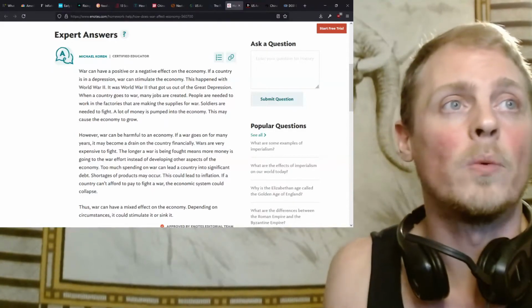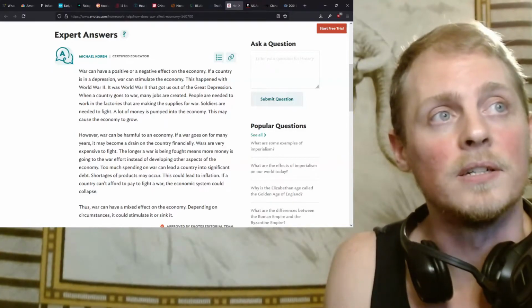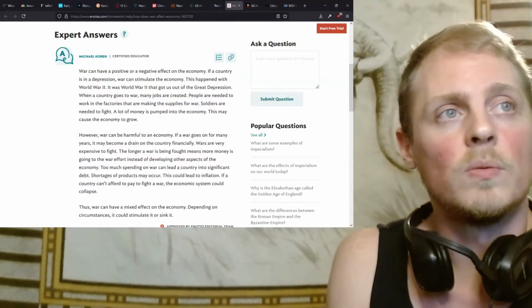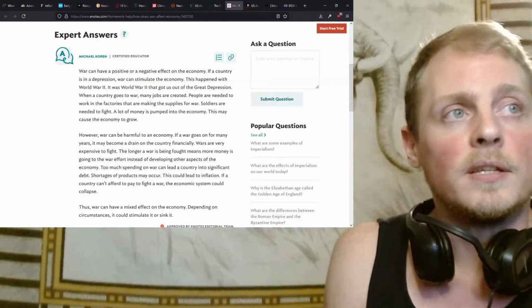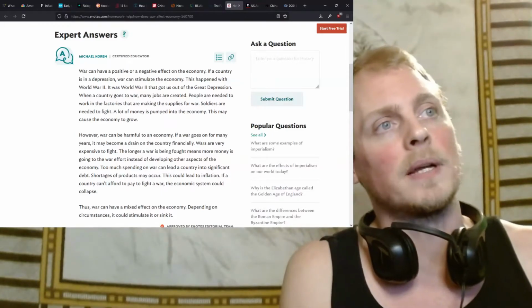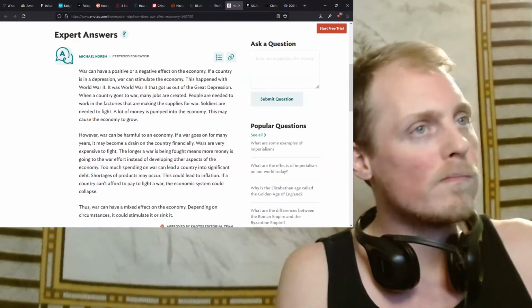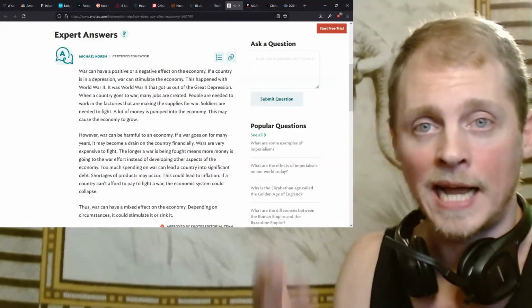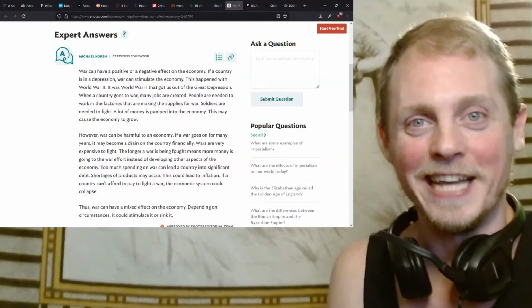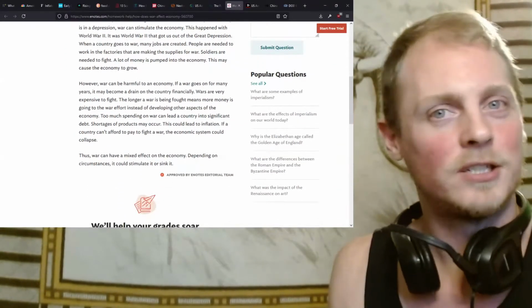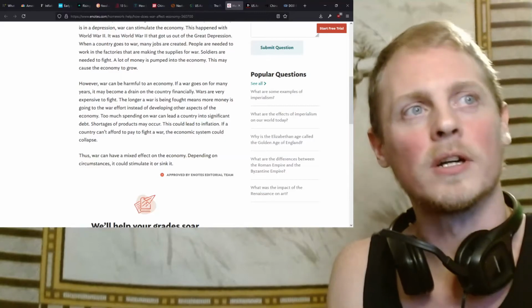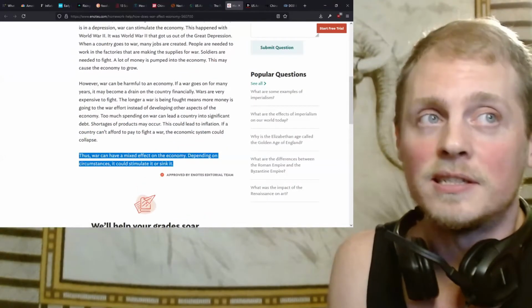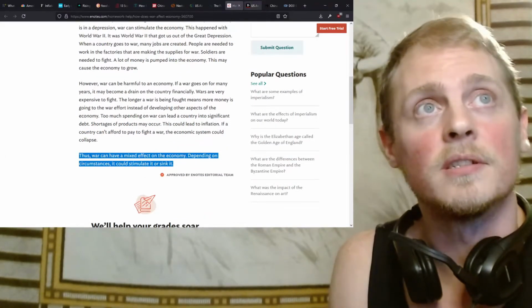And let's see. However, war can be harmful to the economy. If war goes on for many years, it may become a drain on the economy financially. Wars are very expensive to fight. The longer war is being fought means more money is going to the war effort instead of developing other aspects of the economy. Too much spending on war can lead a country into significant debt, as we see Joe Biden pass a nearly $8 billion budget for war. And that's just the beginning. Thus, war can have a mixed effect on the economy depending on circumstances. It could stimulate or sink it. But it usually stimulates it first, and if it goes on for too long, it starts to sink.